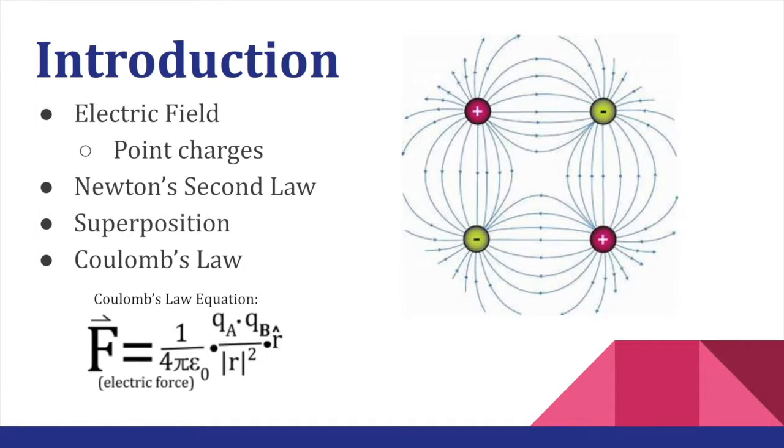One of our main ideas, the electric field, is a region of space around an electrically charged particle or object in which an electric charge would feel a force. A point charge, like what it sounds, is a charge at a specific point.